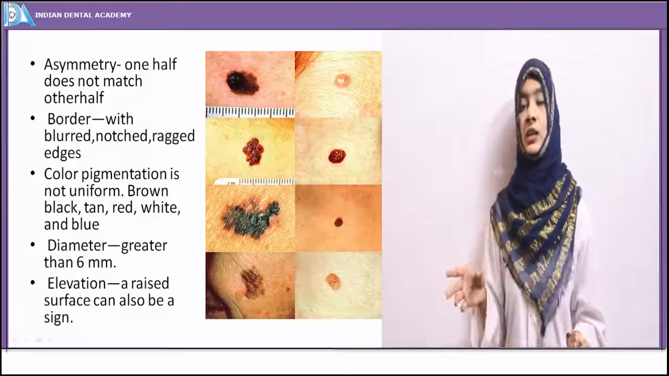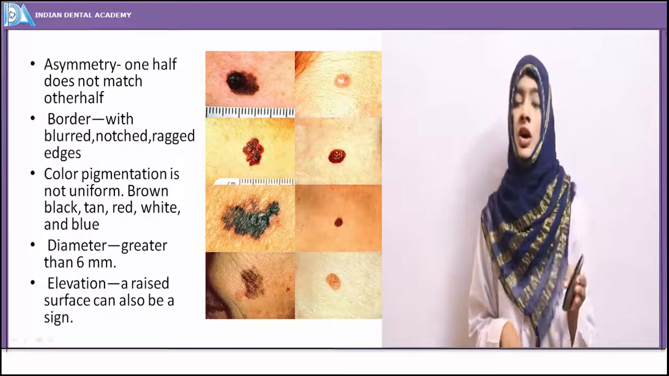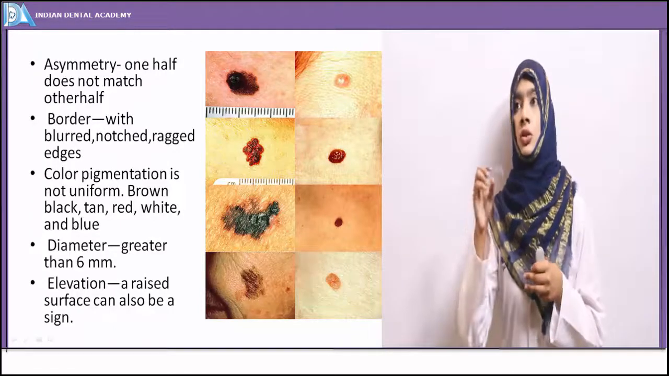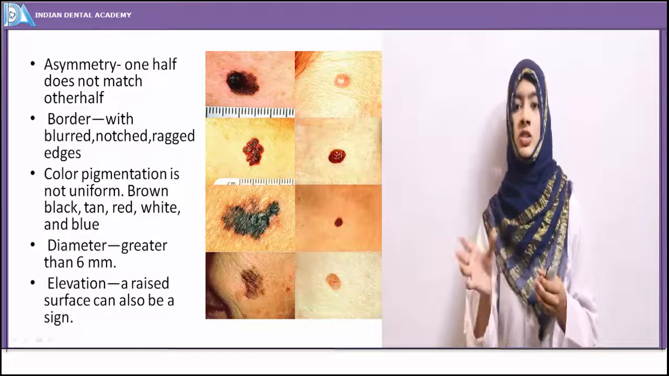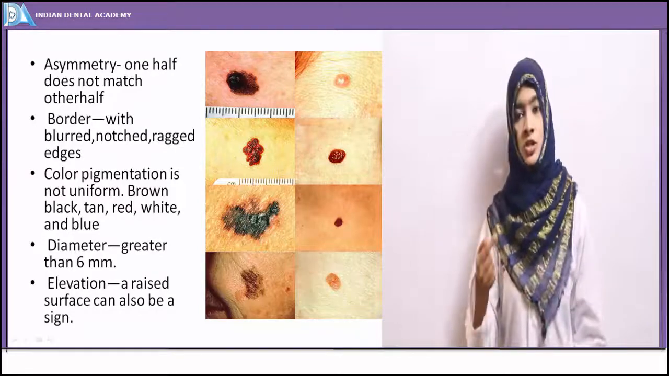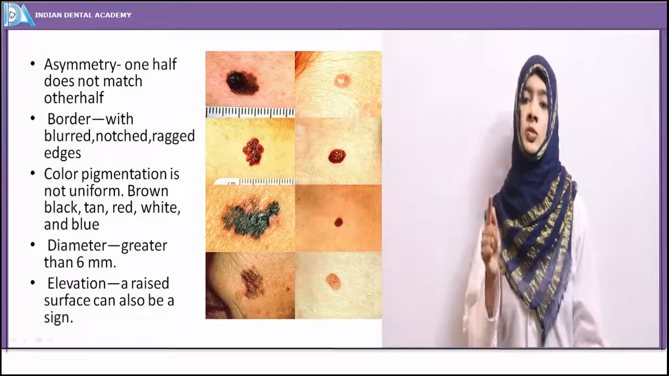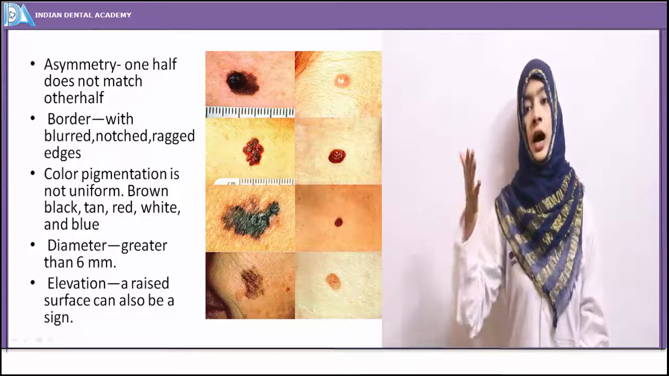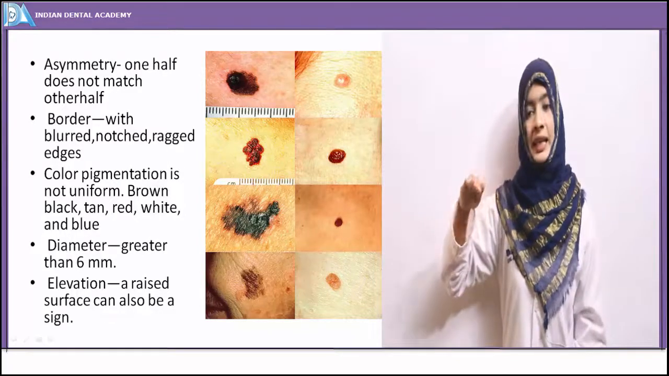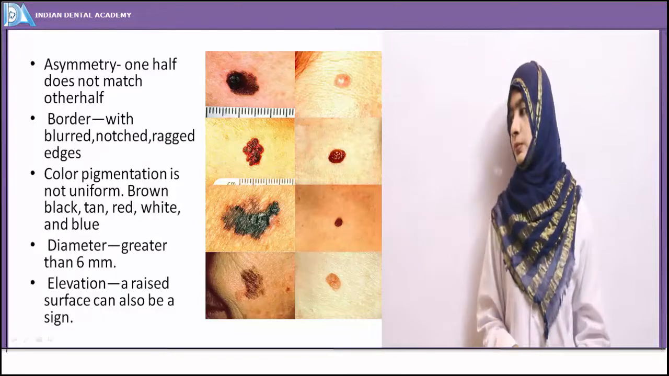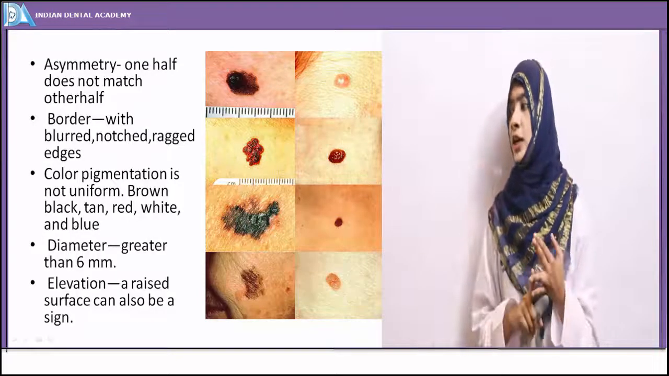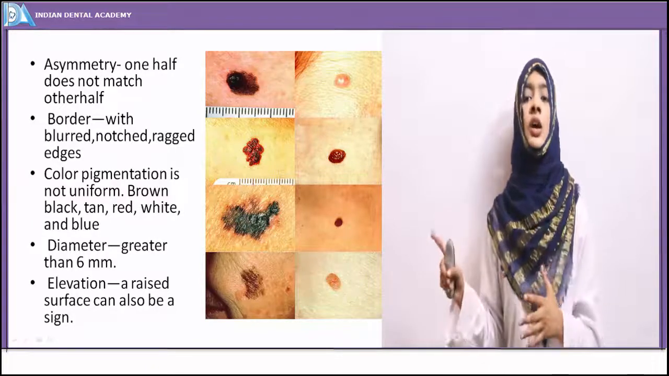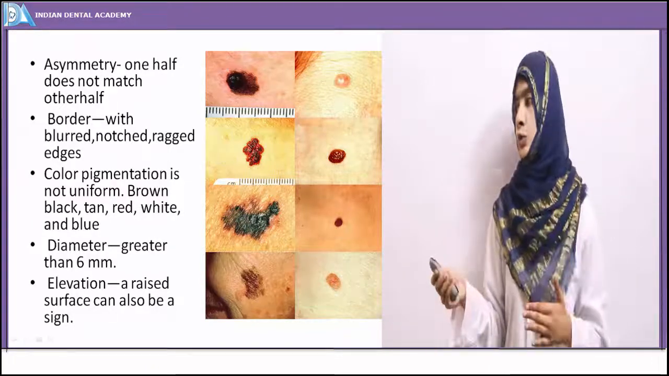And the color is also not uniform. At a few sites it should be dark brown, at a few it should appear light brown in color. So pink or erythematous mixed lesions may be seen. And when you measure the diameter, the lesion should be greater than 6 mm to be diagnosed as a melanoma. And the lesion should be slightly raised from the surface. So asymmetry, border, color, diameter, elevation. That is nothing but the A, B, C, D, E rule for diagnosing malignant melanoma.